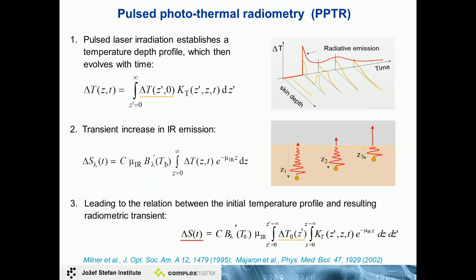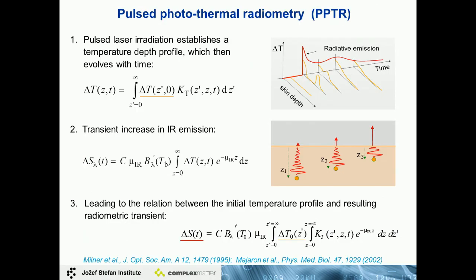And then we also have to take into account that we are not strictly imaging the surface, because the wavelengths that we are acquiring actually have a finite penetration depth. So we have to take an integral over a certain depth and accordingly attenuate contributions from each layer.